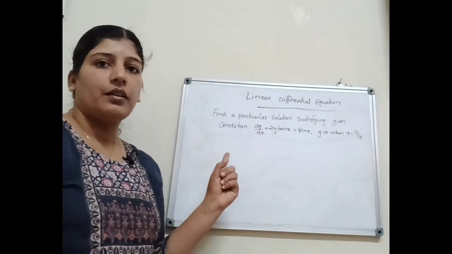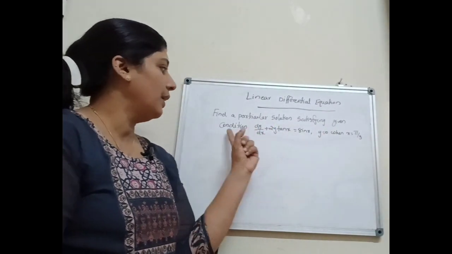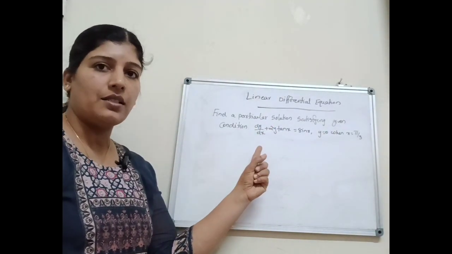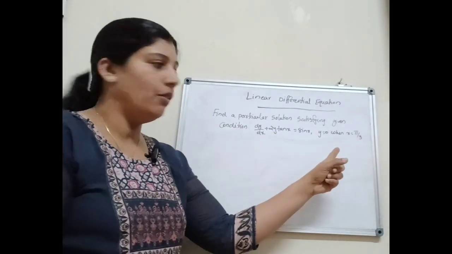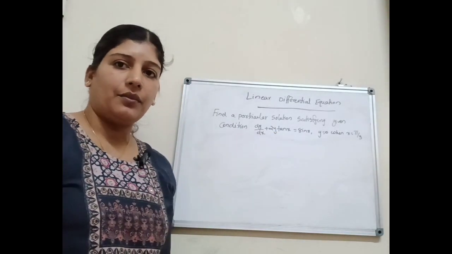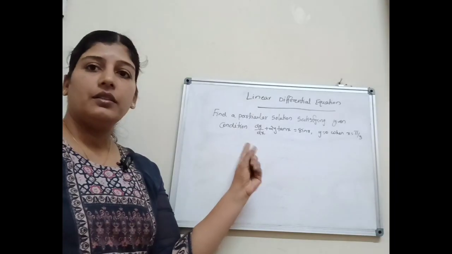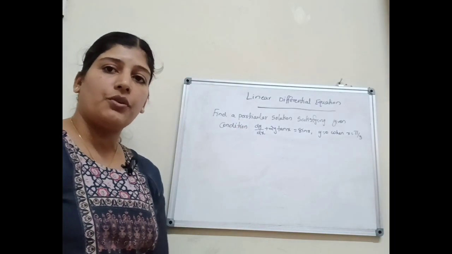Next question. Find a particular solution satisfying the given condition: dy by dx plus 2y tan x equal to sin x, y equal to 0 when x equal to pi by 3. Here, first we have to find out the general solution of this linear differential equation.